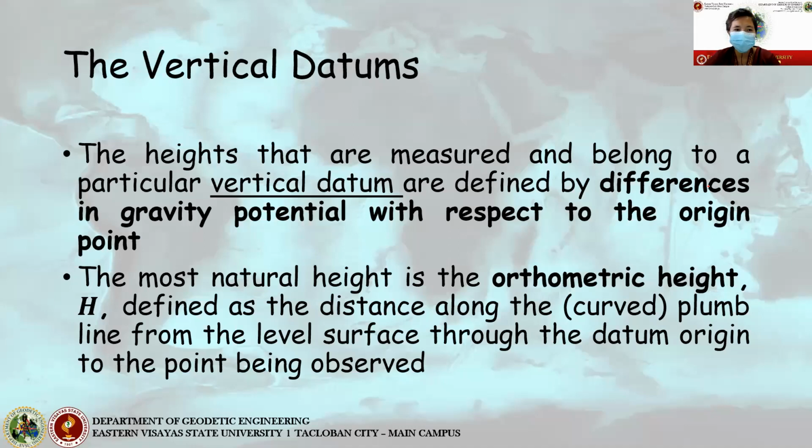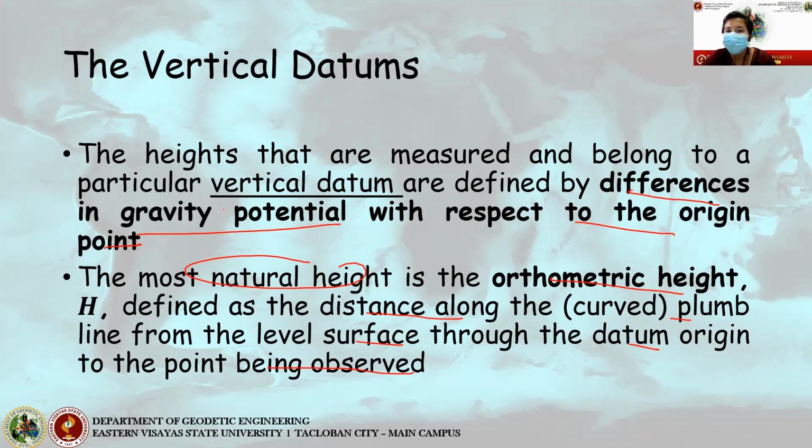So much more for the vertical datum. The heights that are measured and belong to a particular vertical datum are defined by a difference in gravity potential with respect to the origin of a point. The most natural height is the orthometric height. The orthometric height is measured from the geoid to the surface of the Earth, defined as the distance along the chord of the plumb line from the sea level surface, the datum of origin, to the point being observed.